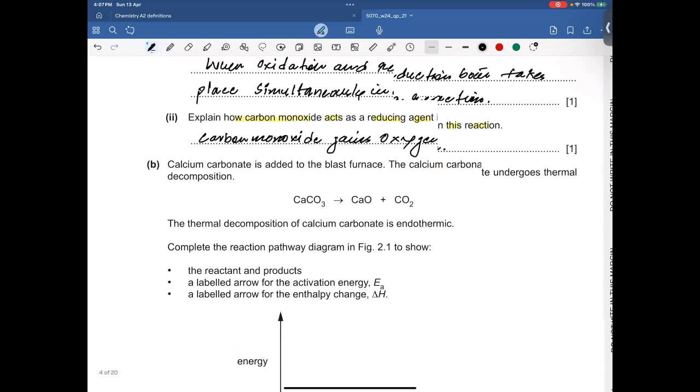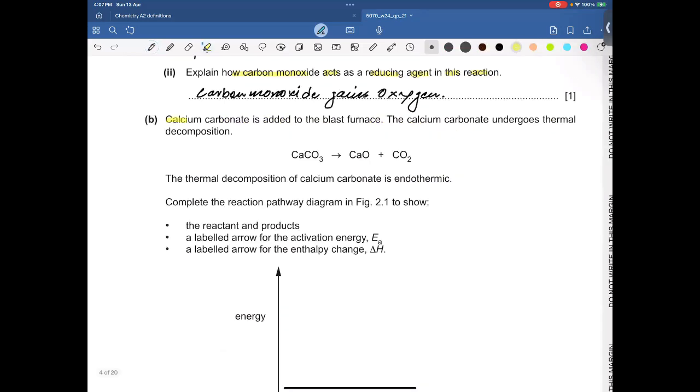Gains oxygen. Next, calcium carbonate is added to the blast furnace. The calcium carbonate undergoes thermal decomposition. The thermal decomposition of calcium carbonate is endothermic. Complete the reaction pathway diagram, figure 2.1, to show the reactants and products.